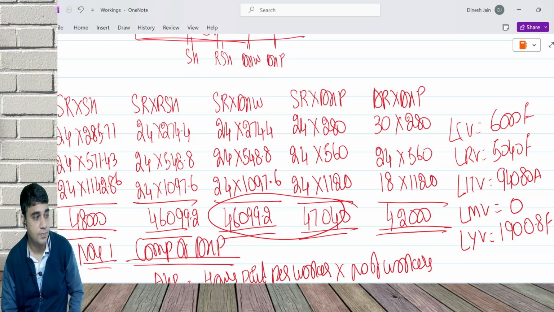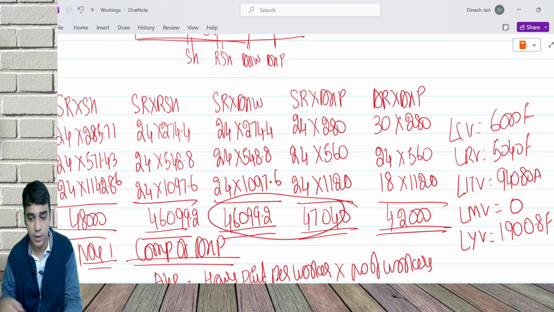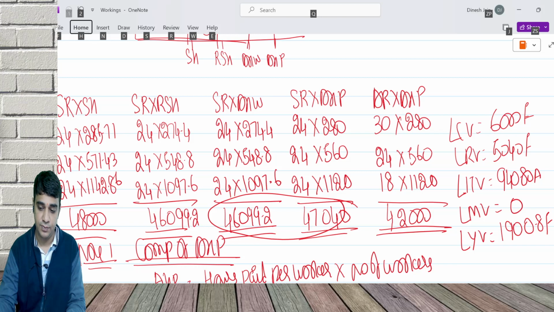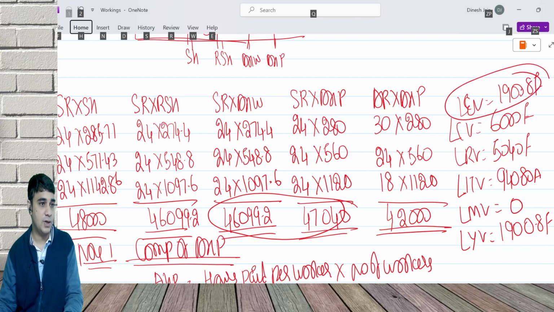Any doubts on this? Cost variance is 6000 favorable, rate variance is 5040 favorable, idle time variance is 940.8 adverse, mix is 0, yield variance is 1900.8. In this question, your idle time variance was asked, labor efficiency was asked. Labor efficiency we have not written, which will also be 1900.8 only. Efficiency is 1900.8 favorable. Any doubts on this?